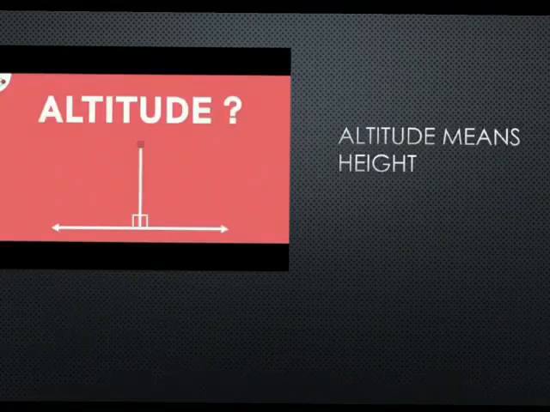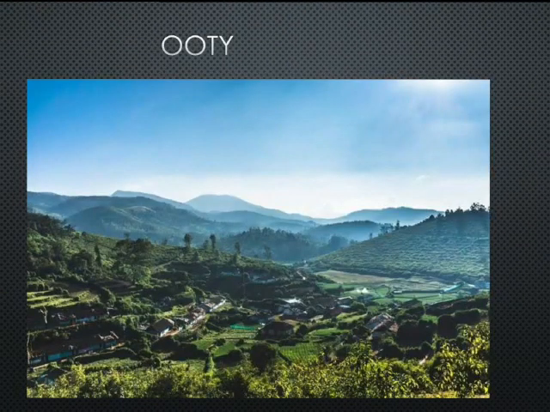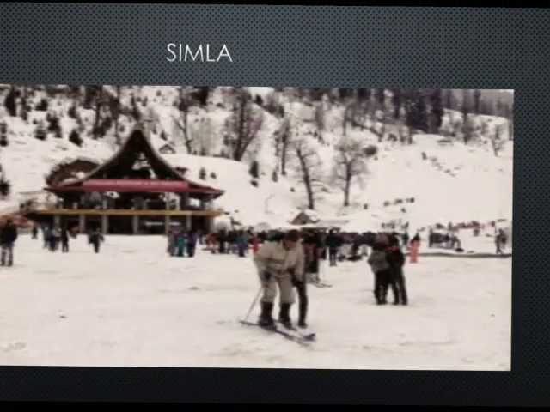Another word for height is altitude. Understood, children? That means altitude means height. Okay. Children, we already know some hill stations such as Ooty and Simla, which are located at high altitude.